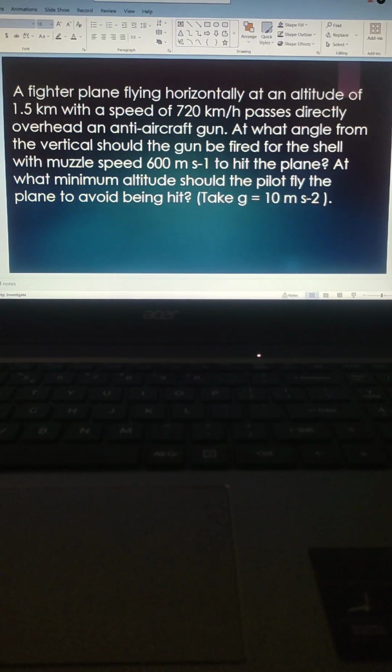Next question is, a fighter plane flying horizontally at an altitude of 1.5 km with a speed of 720 km per hour passes directly overhead an anti-aircraft gun. At what angle from the vertical should the gun be fired for the shell with muzzle speed 600 meters per second to hit the plane? At what minimum altitude should the pilot fly the plane to avoid being hit? Take g as 10 meters per second squared.